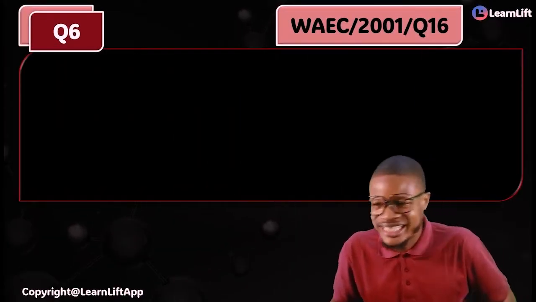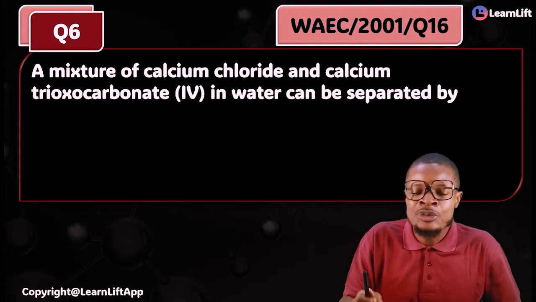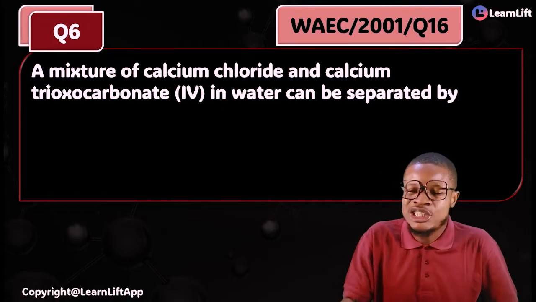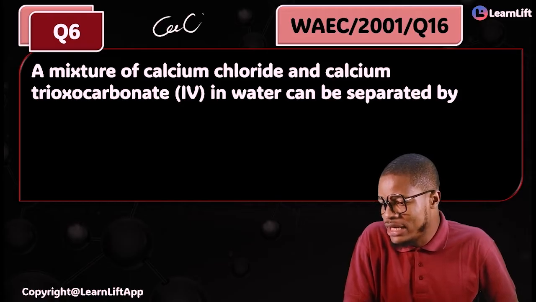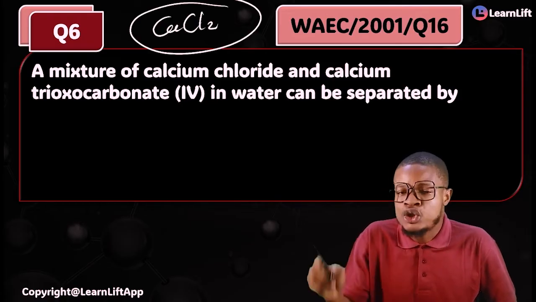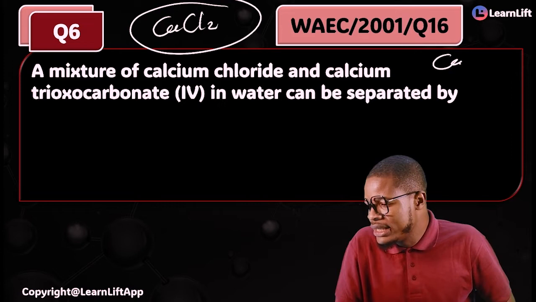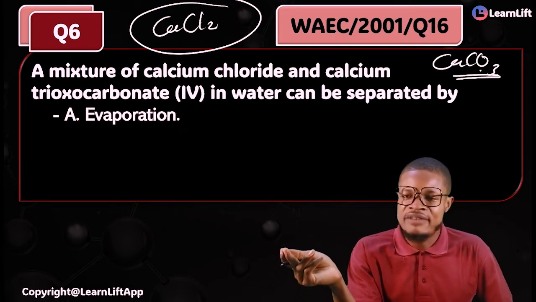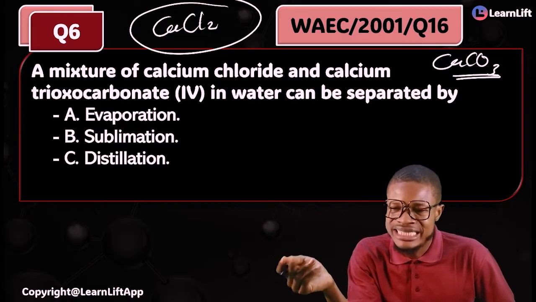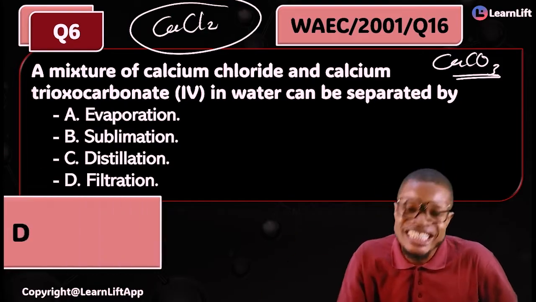If you understand this very quickly, look at question 6, WAEC 2001, question 16. WAEC asks this question: a mixture of calcium chloride and calcium trioxocarbonate in water. Calcium chloride, CaCl2, will dissolve in water. But your calcium trioxocarbonate 4, CaCO3, will never dissolve in water. How do you separate them? Option A is evaporation, sublimation, distillation. What is the answer? Filtration is the answer.